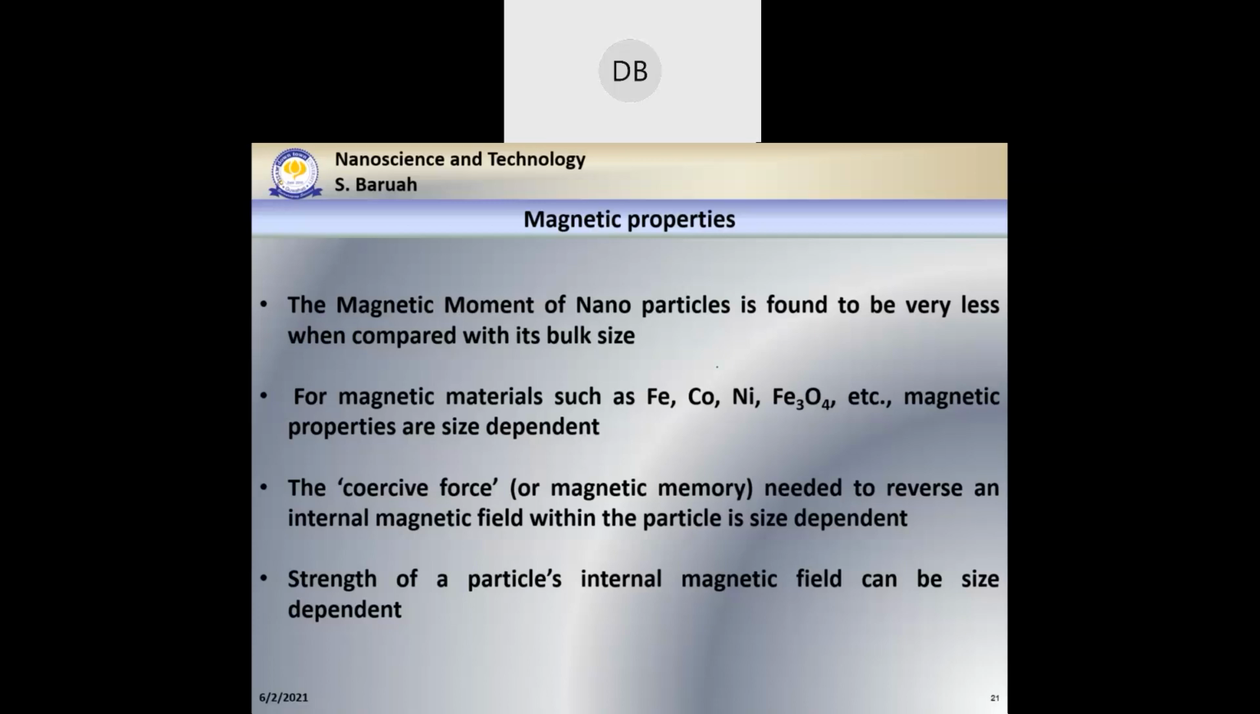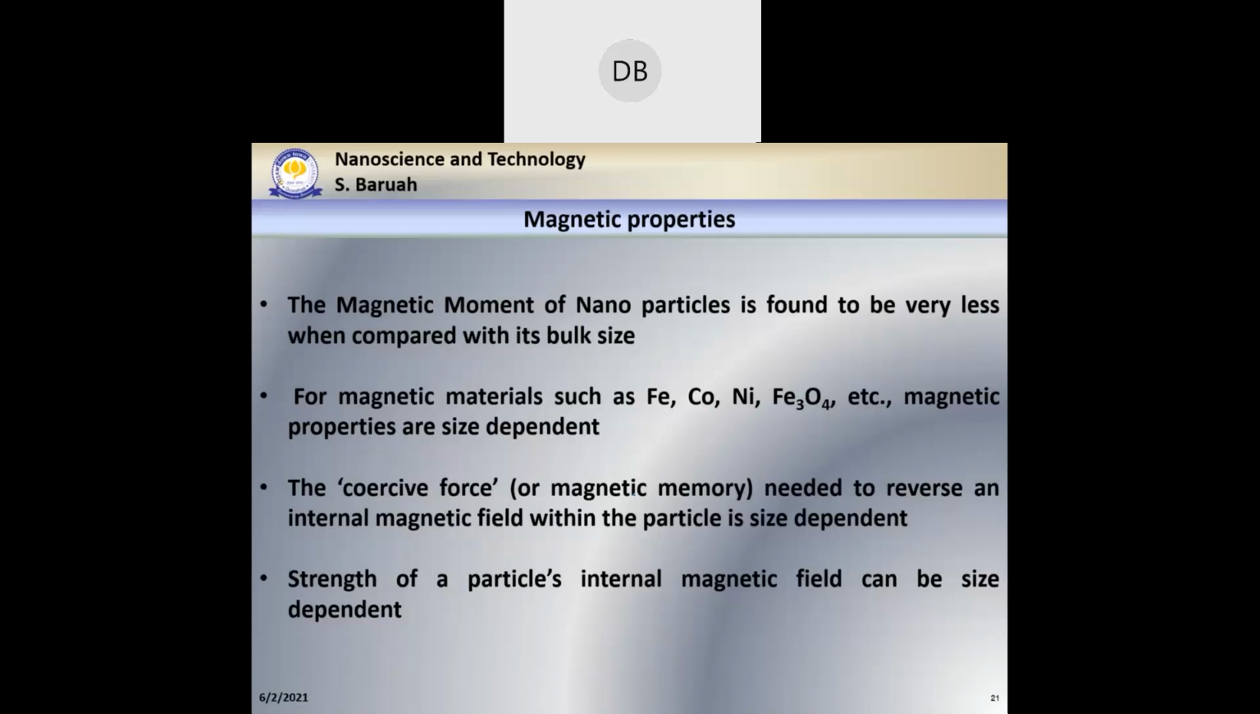interactions, that means the interaction between the nucleus of one atom and the nucleus of the other atom, plus the interaction between the nucleus of one atom and the electrons of the other atoms, and all those things, all these interactions change. Okay, and that's why they're more strong. That's why the moment is less. The magnetic moment is less. For magnetic materials such as iron, cobalt, nickel, ferric oxide, etc., magnetic properties are size dependent. Okay, that means the magnetic moment will change with the change in the size.